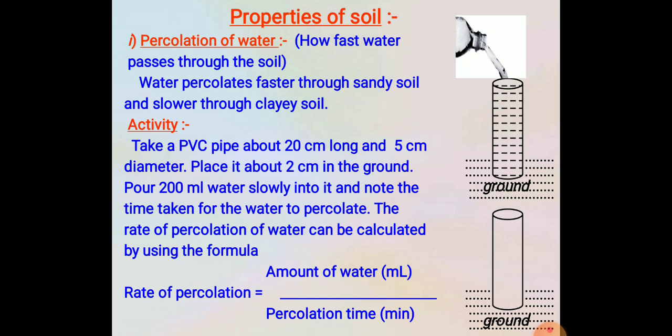We can show this by an activity. If we take a PVC pipe 20 cm long and 5 cm in diameter and place it in the ground, pour about 200 ml of water slowly into it, and note down the time taken by the water to percolate down inside the soil. Through this activity we can calculate the rate of percolation, which may differ from soil to soil. The rate of percolation is the amount of water divided by the percolation time.